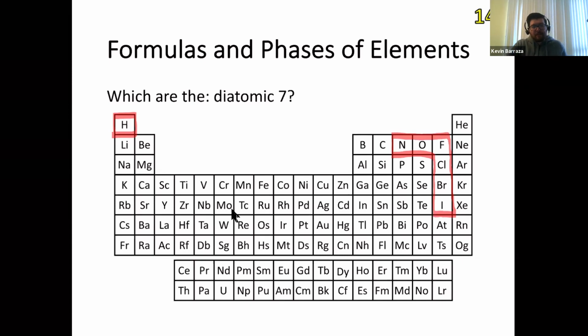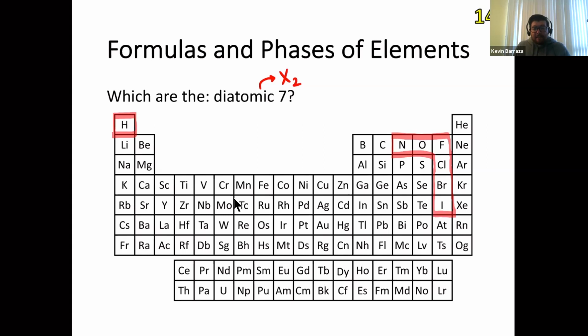But with this, we just have to remember that if we're combining the elements to make ionic compounds, we have to make sure that if I were to take a bottle of this element out, what would its symbol be? So this is why we're emphasizing this right now. The halogens, nitrogen, oxygen, and hydrogen are my diatomic 7. Maybe I should just say X. This is my X2.